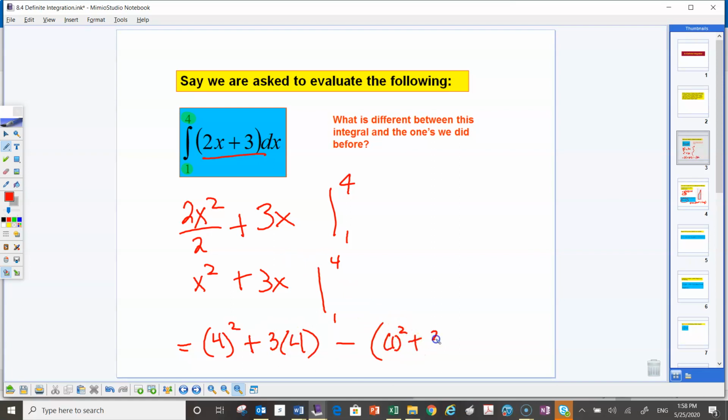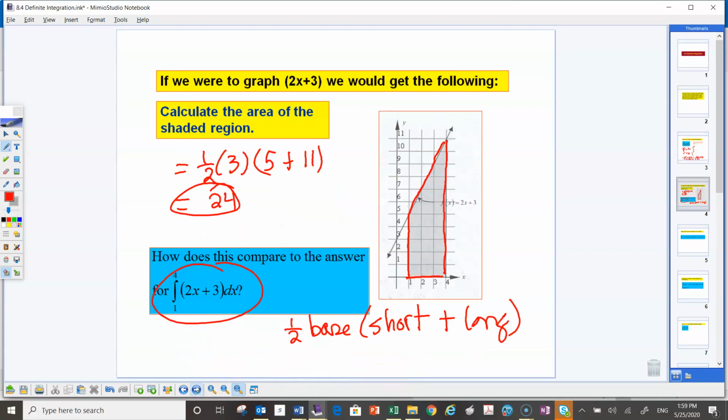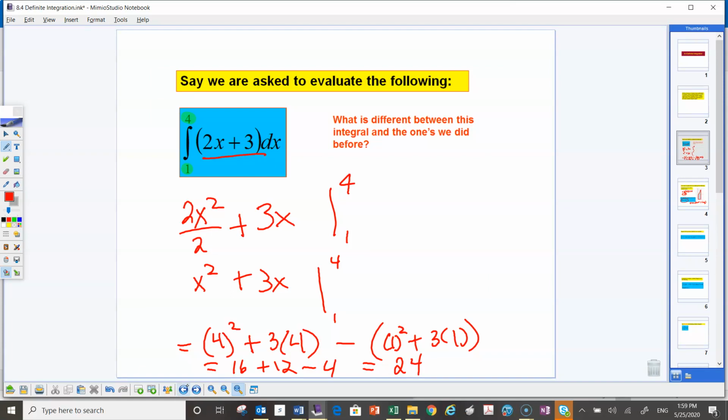So 1 squared plus 3 times 1. If we work this out, I get 16 plus 12, take away 4, and this ends up being 24, which was the same answer we got when we calculated the area under the curve. So basically what we just learned is a definite integral is really just the area under the curve of this function from this x value to that x value.